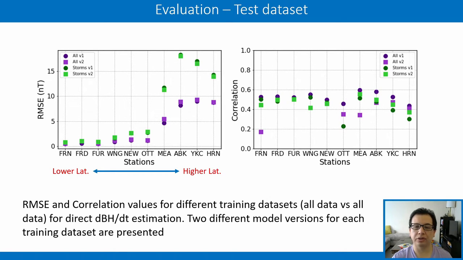Although the left panel shows nothing more than what we can tell from the physics of the system, the right panel shows that at least for the test set, there is a consistency in the correlation coefficient of the predictions across all stations and across all different models, with only a few exceptions, of course, indicating that the set of solar wind parameters used for training seems to be at least similarly good or bad across most latitudes.